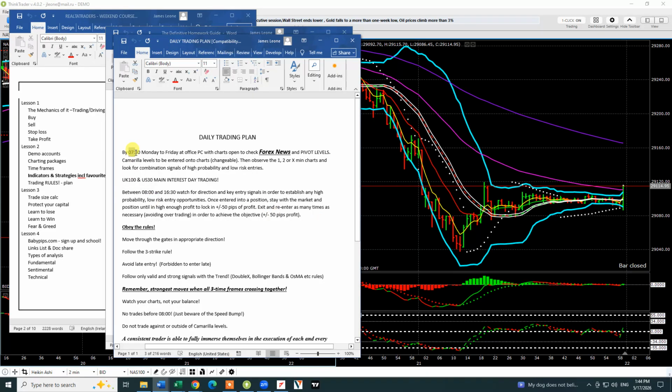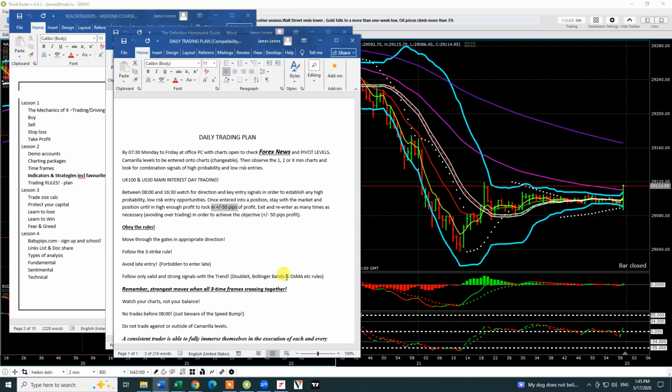You'll note that I've said by 7:30 here, then between 8, as in 30 minutes after you sit down at your office computer, at least 20 minutes really, that's when you're allowed to be looking for entries from key entry signals, looking for high probability, low risk entry opportunities. I recommend that you have a target for your day, a target of profit, a number of pips, after which you will decide you've done enough, and you'll stop before approaching anything resembling burnout.